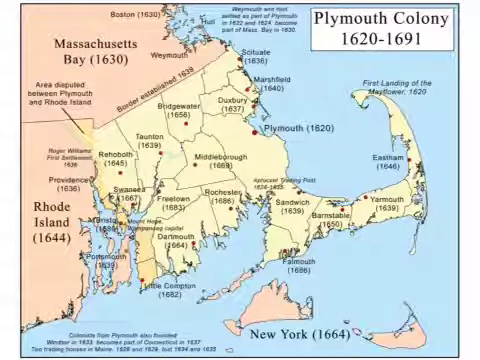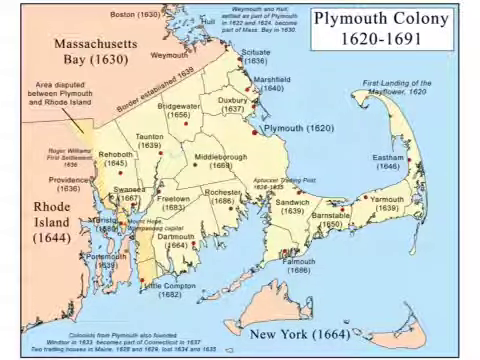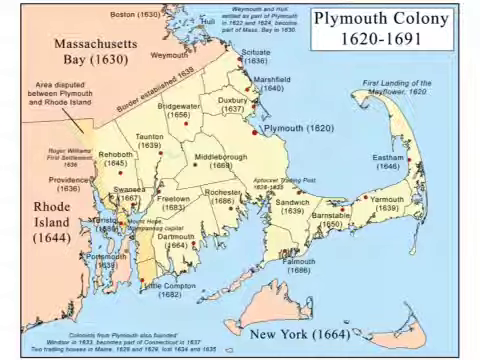The quaint, quiet colony of Plymouth, which had a population of about 7,000 at its peak, would maintain its independence in this way for 71 years before it would eventually join the much bigger Massachusetts Bay Colony in 1691. But what was the Massachusetts Bay Colony all about? Well, that's for part 2.